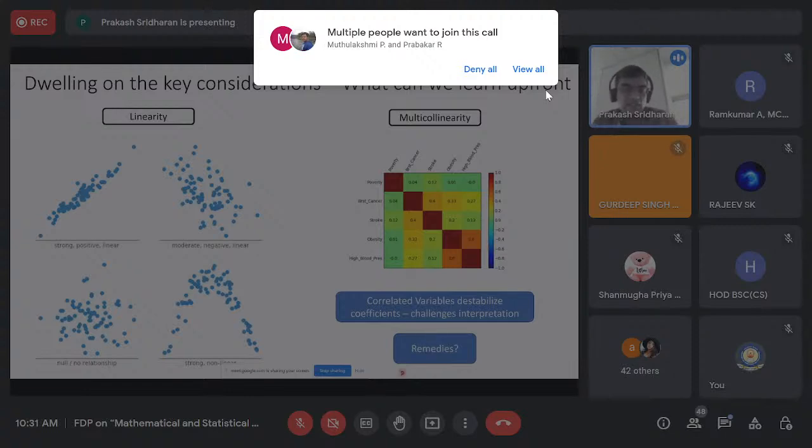Now the remedies here: there's one simple remedy. You drop one of these variables and you move on. That's one way. But which variable to drop is a question that will always come. Now let's say you're building this model for a doctor. The doctor might say, hey, for me obesity is a cause for high blood pressure. So I would rather keep obesity and drop high blood pressure.